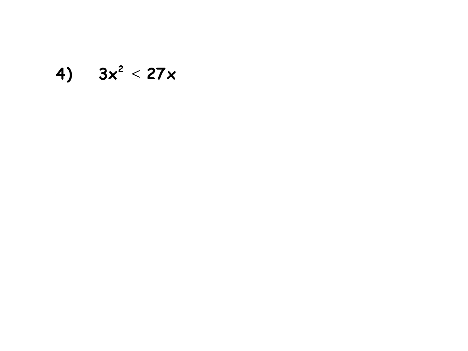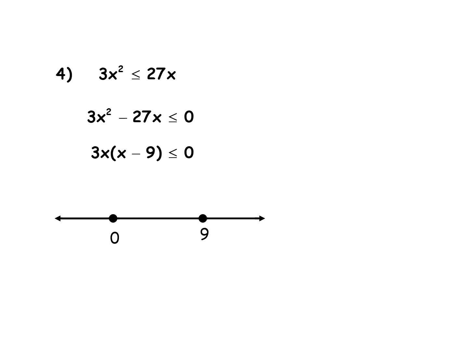Here's another one. So in this case, I want to factor it, so I'm going to set it equal to 0 by subtracting the 27x. I can factor out a 3x. And now if I set them both equal to 0, 3x equals 0 or x minus 9 equals 0, I get my two critical numbers, 0 and 9. I'm going to test each interval.